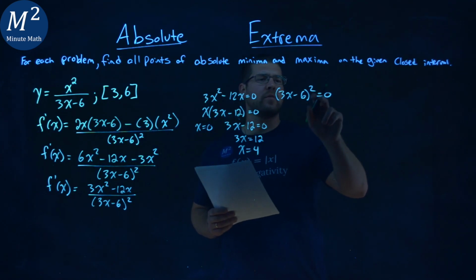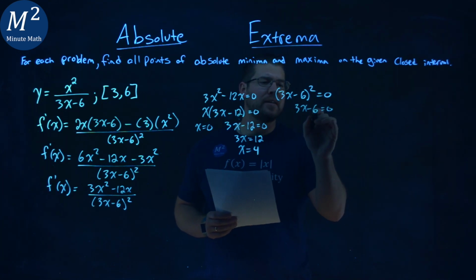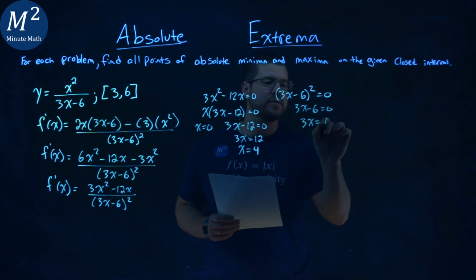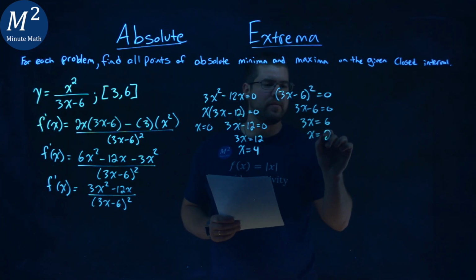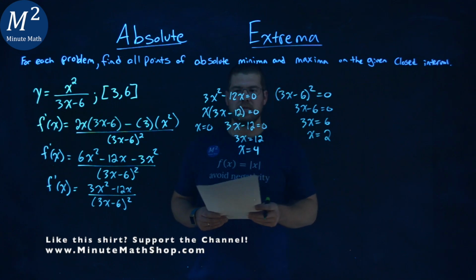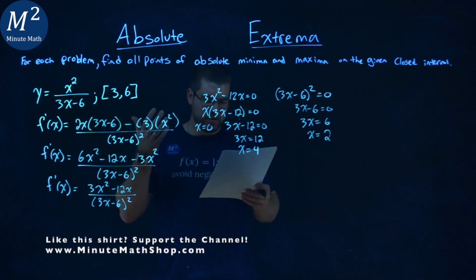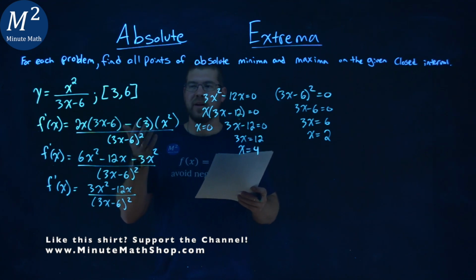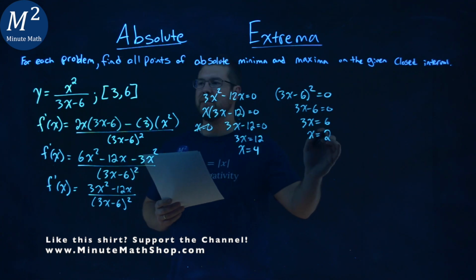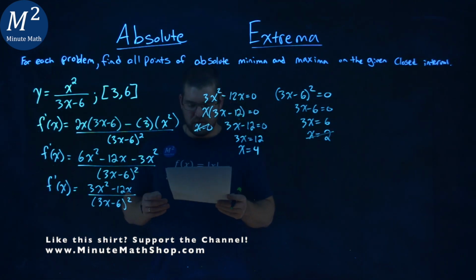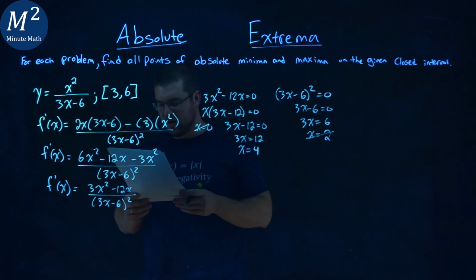From here, square root both sides is just a 0, so we have 3x minus 6 equals 0. Add 6 to both sides, 3x equals 6, and divide both sides by 3, and x, well, 6 divided by 3 is 2. So we have three values here, 0, 4, and 2, and we want to see which ones are actually within our interval, in our domain. Well, 4 is in it, but 0 is outside of our domain, and same with 2. So the only value I need to check now is 4 as a critical value, as well as our endpoints.